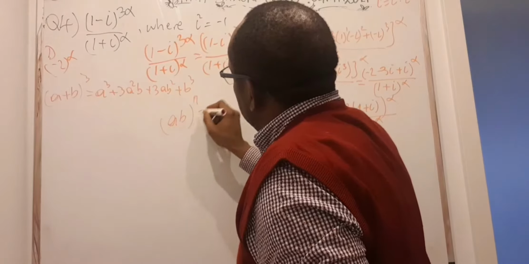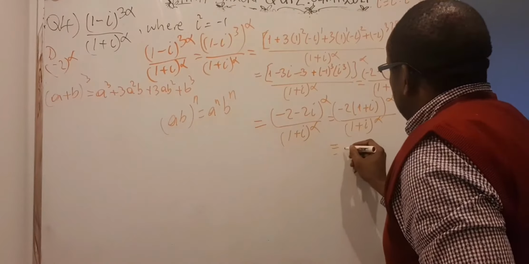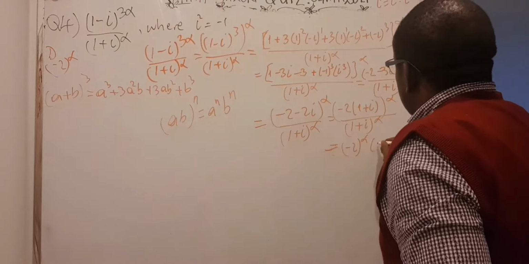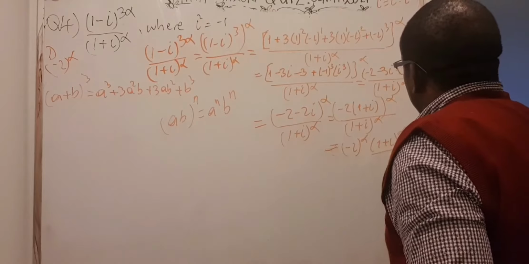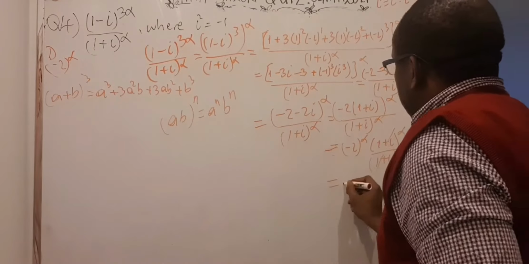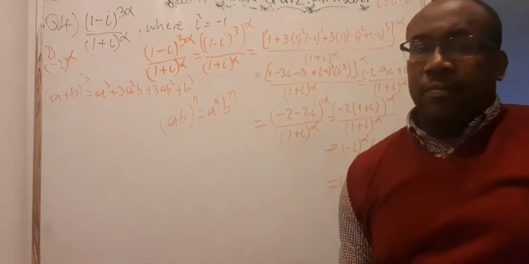(ab) to the power n is a to the n, b to the n. So I can split that down. So this is minus 2 to the power alpha times (1 plus i) to the power alpha all over (1 plus i) to the power alpha. These two cancel off and it's minus 2 to the power alpha. And that was the D answer.